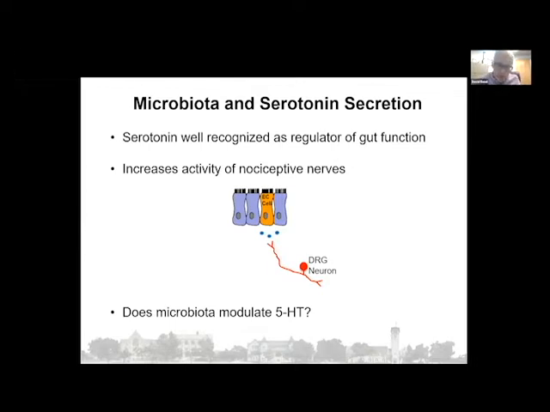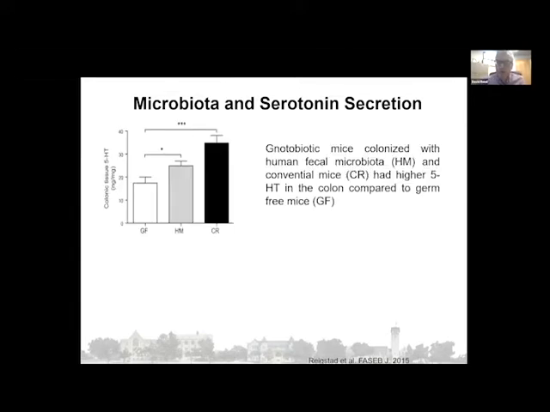So does the microbiota, for example, modulate 5-HT within the gut? Well, in fact, our moderator, Dr. Kashyap's group, has looked at this, and what they did is they colonized germ-free mice with human fecal microbiota and measured colonic 5-HT levels and found that the humanized gnotobiotic mice had increased 5-HT within the colon compared to the germ-free mice, which is shown in white.